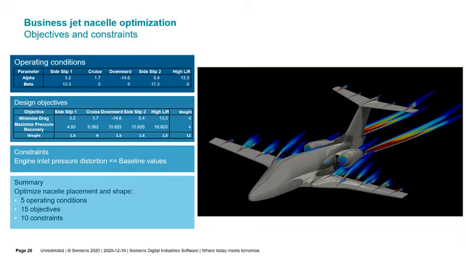In addition, we applied a constraint, like Chris mentioned, that said the inlet distortion on both nacelles must be less than or equal to that of the baseline values. So in total, we end up with 5 operating conditions, 15 objectives, and 10 constraints for our problem statement that we're going to pass on to the optimization algorithm. Let's go to the next slide.